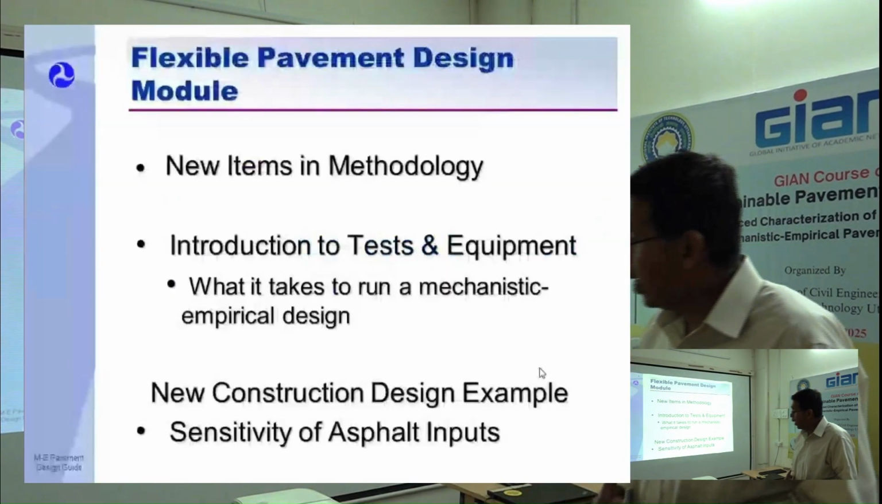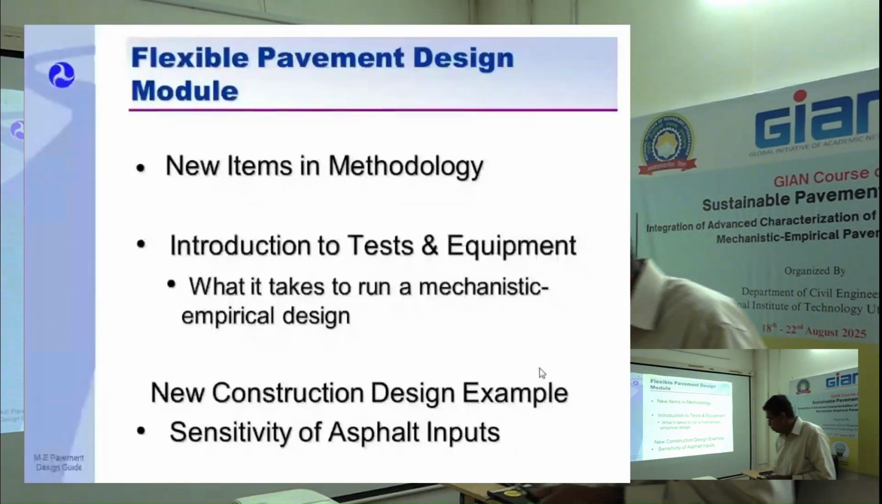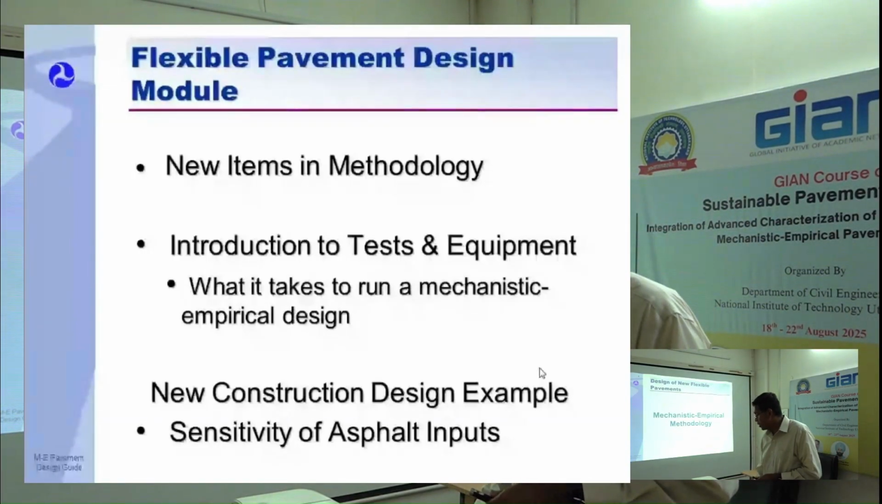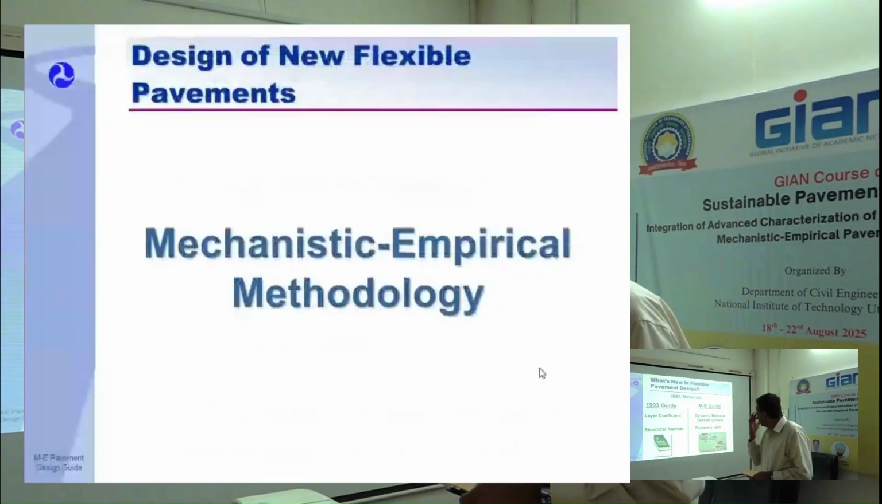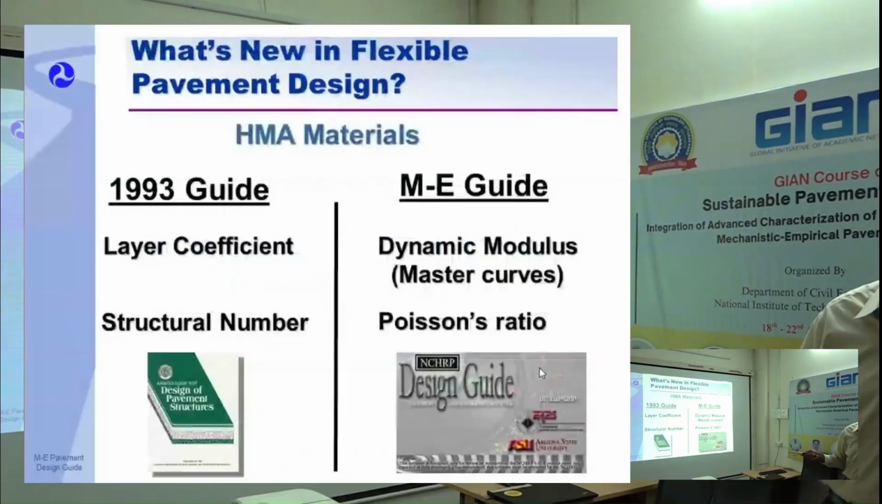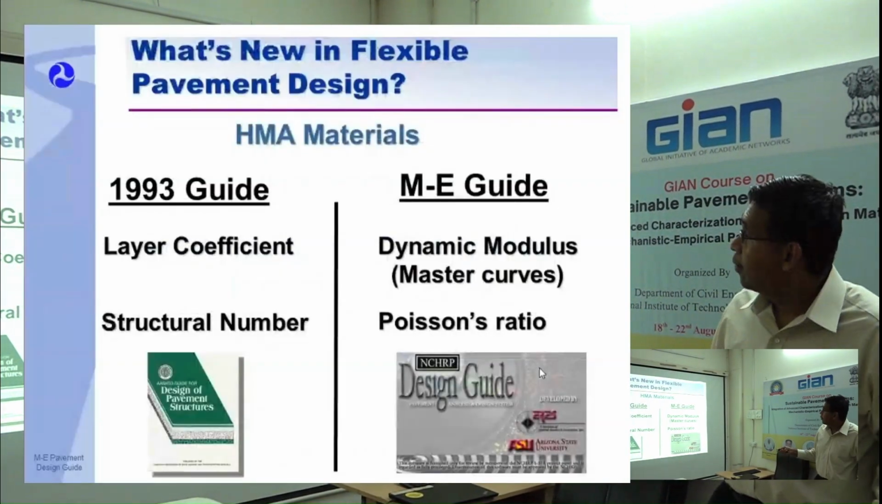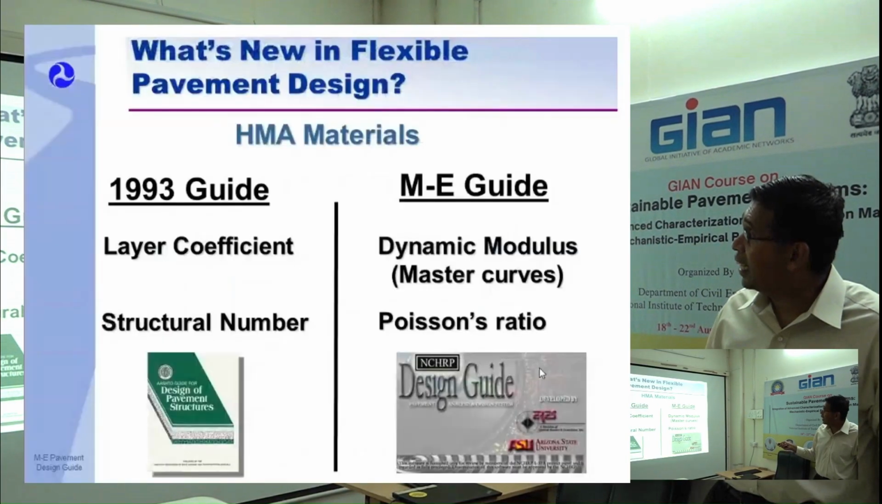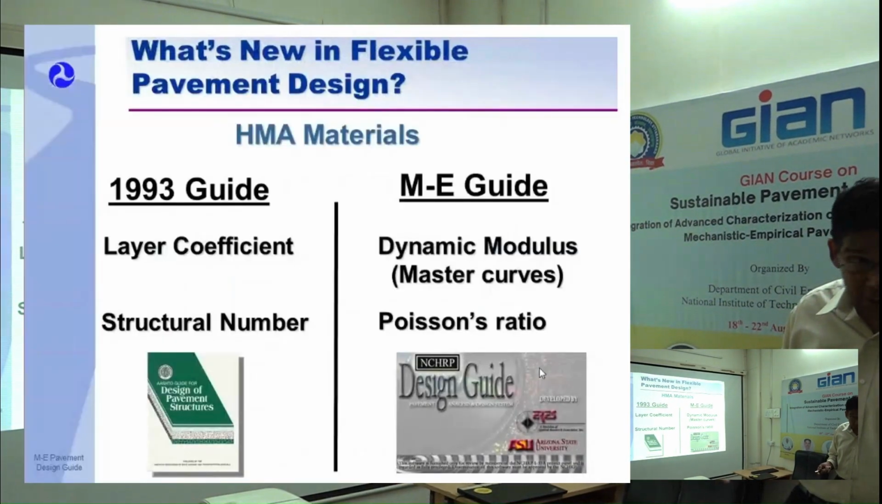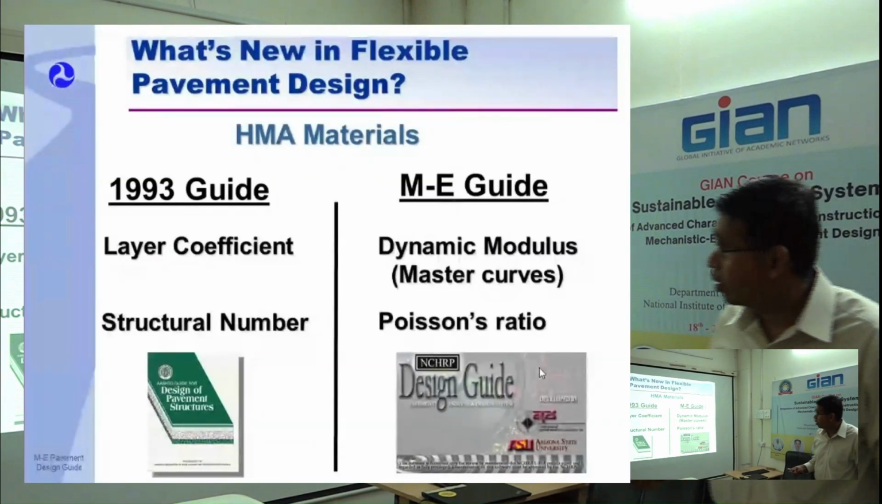This is a new methodology. We're talking about test and equipment, new construction design example, and sensitivity of asphalt. Mechanistic-empirical methodology. Once again, 1993 layer coefficient and structural number. That's the only thing. Right here, in the MEPDG, you have a dynamic modulus or master curve, which I will explain, and then Poisson's ratio. Okay, two things that are important.